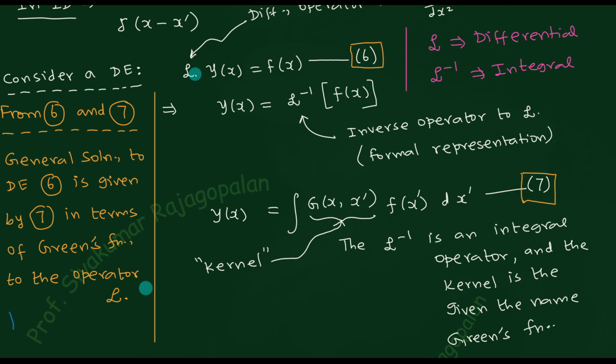In case you change the operator, the g will be changed to a new value. It is called another Green function. Okay, so that is why it is called the kernel. So the kernel will keep changing when the operator changes.